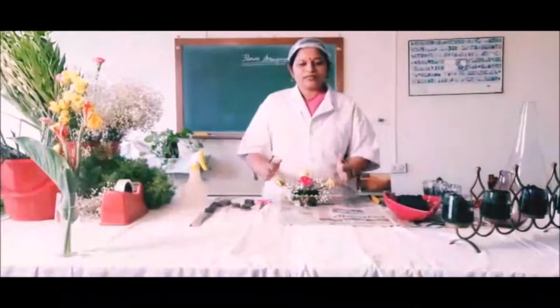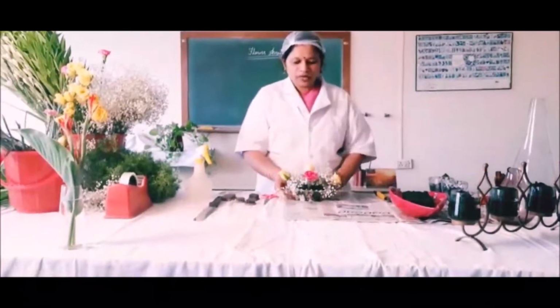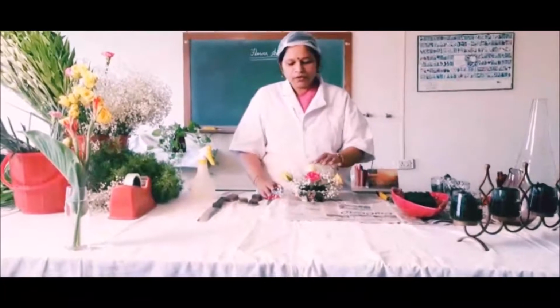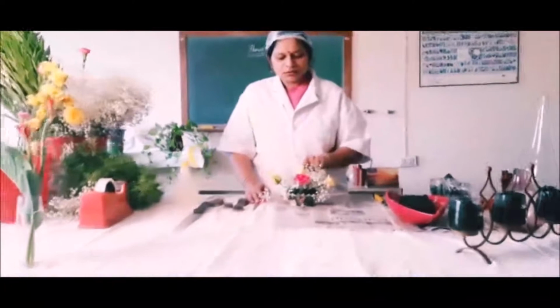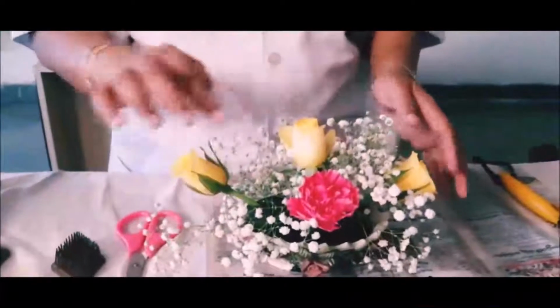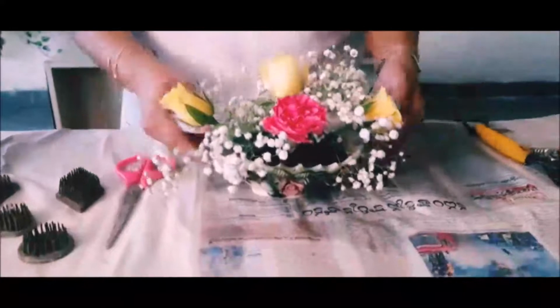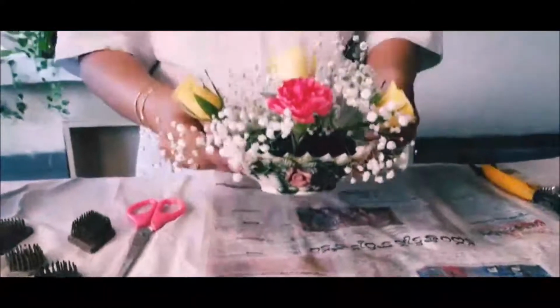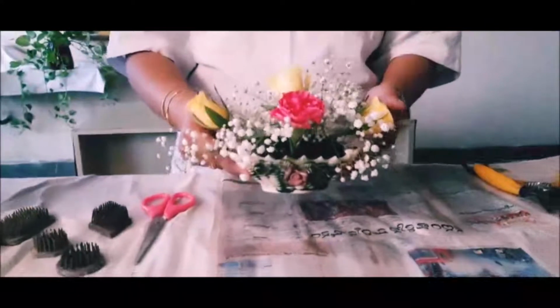Well students, so this boat shaped arrangement is completed. So we are going into a little detail of it. Carnations, roses, Gypsophila, which I used as fillers, and I ensured that the entire foam is covered. So trying to bring a boat shape based on the container that we have chosen. So our arrangement is ready to be placed in the designated area.